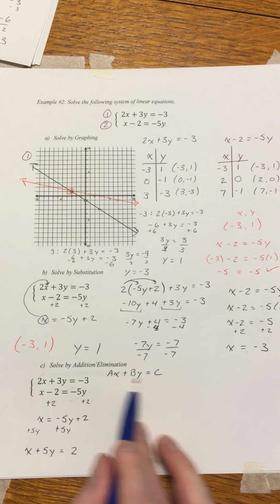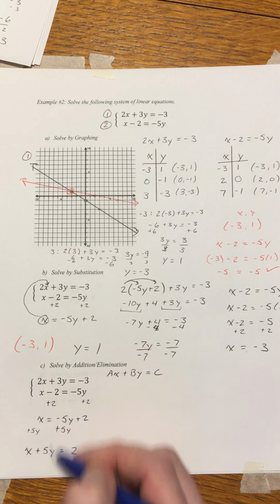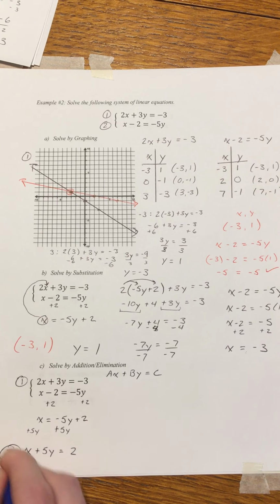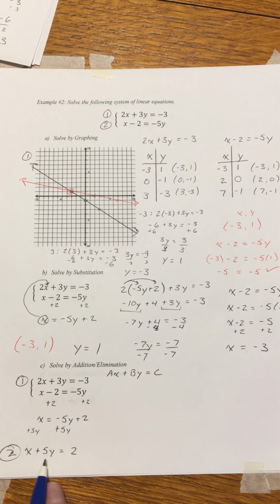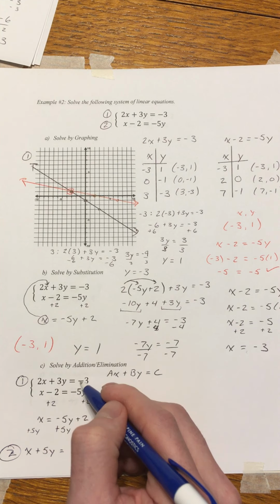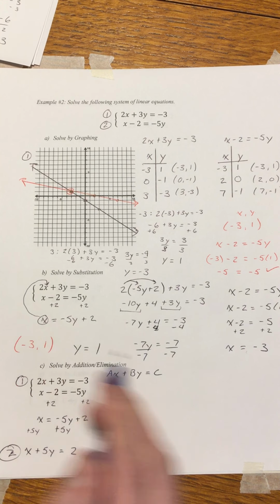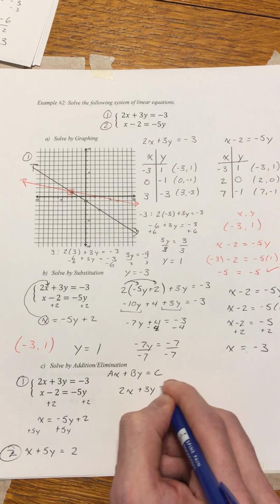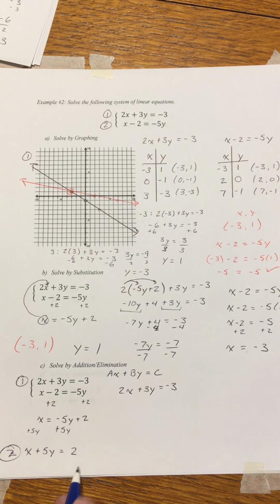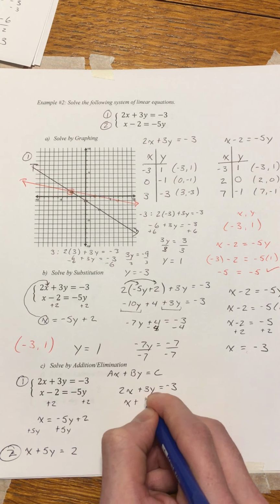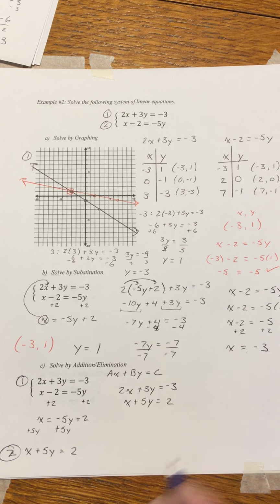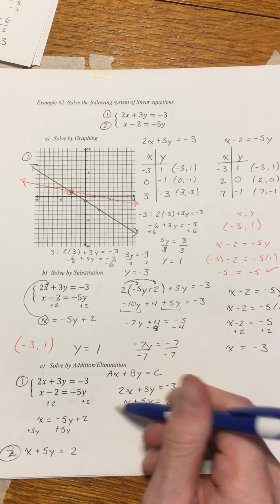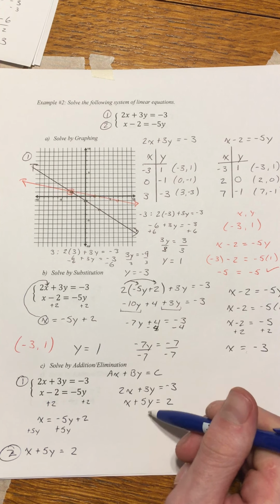So now this is in the correct form, and we have two different ones. We have our first one, and we have our second. And notice I'm drawing the second one in the correct form. So now what I'm going to do is simply just place these over each other. I will have 2x plus 3y is equal to negative 3. And now our new equation, x plus 5y is equal to 2. Now what we still need is the same value but opposite signs for either x or y.